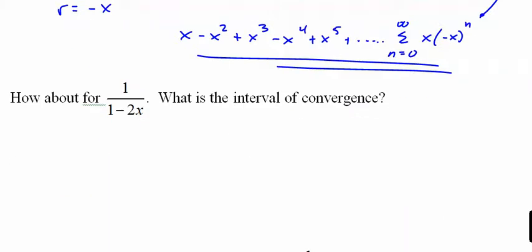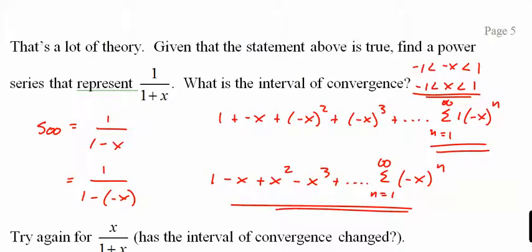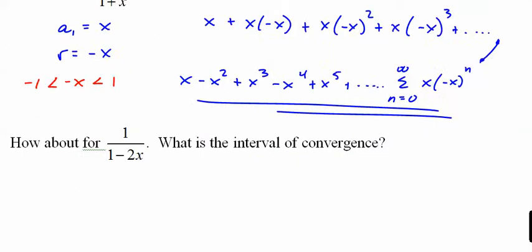Down here for this one, negative 1 is less than negative x is less than 1. Well, that's the same thing. The r value is the exact same on top and bottom, so it doesn't matter. So we get negative 1 less than x less than 1. Check that out if you want. You're dividing everything by negative 1. It flips the sides and moves everything around, and then you just rewrite it.